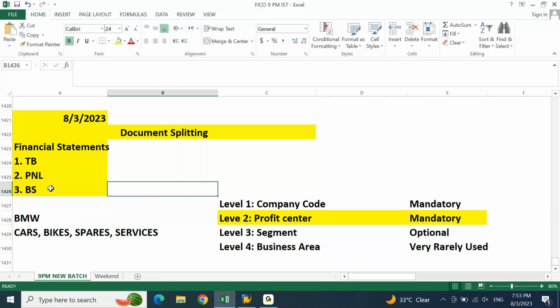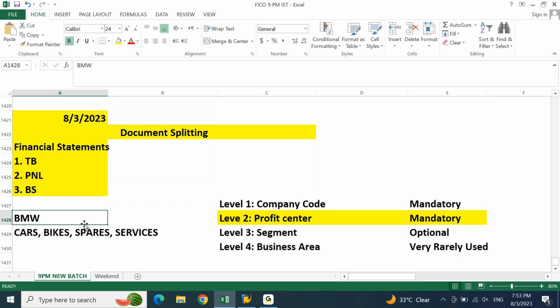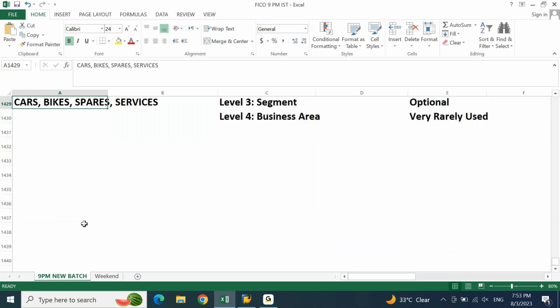Now if I want to generate my trial balance, P&L, balance sheet at car, bike, spare, service level, in short at profit center level, each and every transaction that I record must be classified according to my profit center. So when I say this, let's say I am writing an accounting entry.